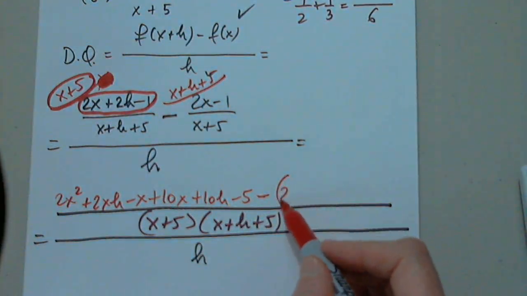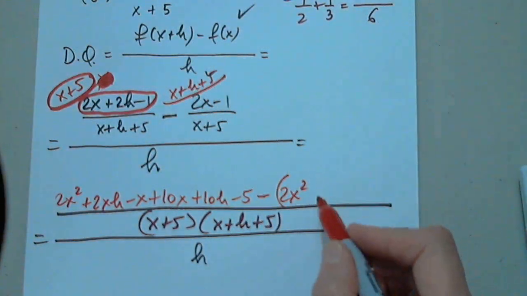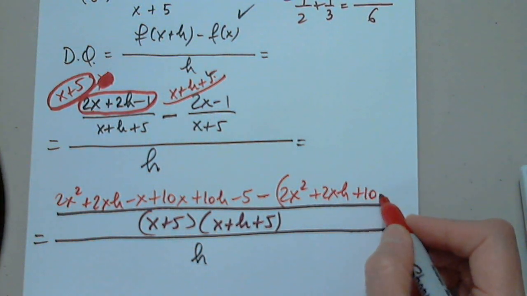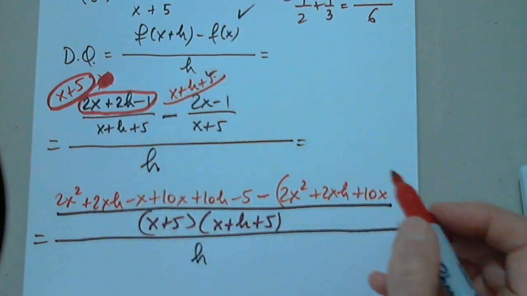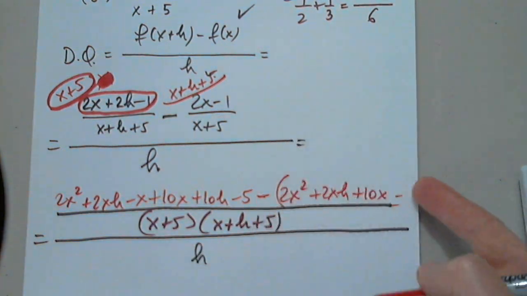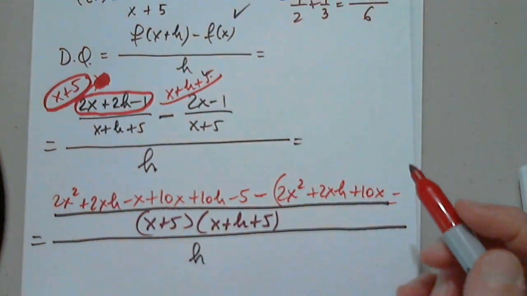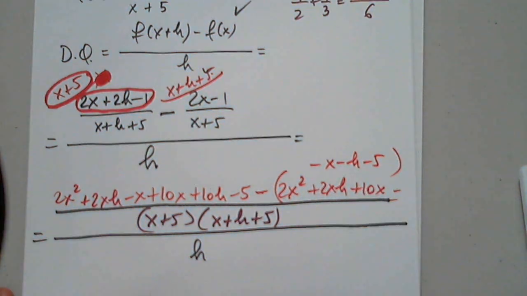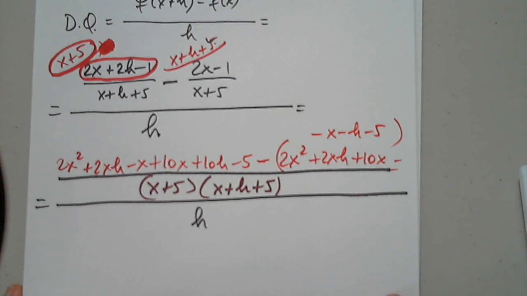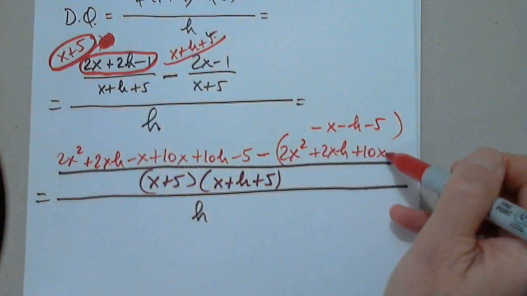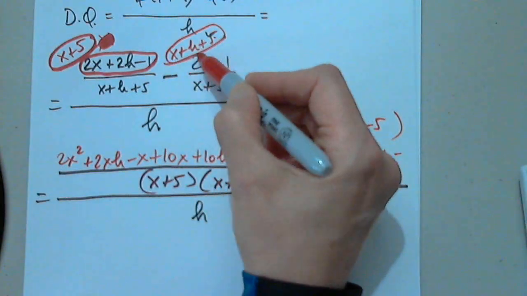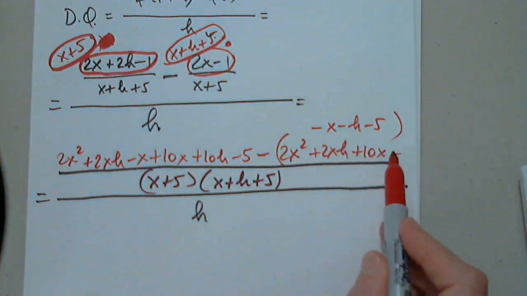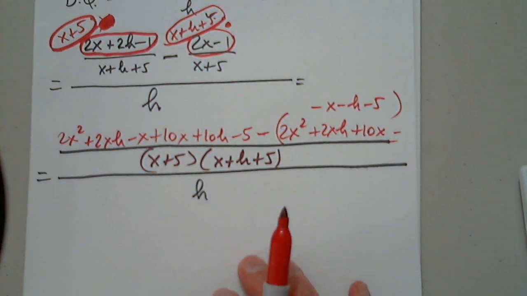2x times x, 2x squared. 2x times h, 2xh. 2x times 5, plus 10x. -1 times x. I'm going to have to write above because I always run out of room. Minus x minus h minus 5. So what is this in parentheses? This product, this times this. That's what you see in parentheses.